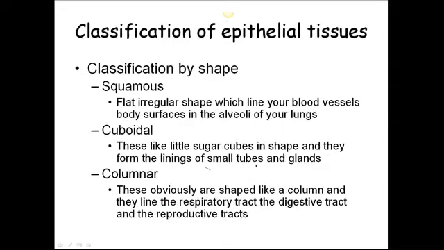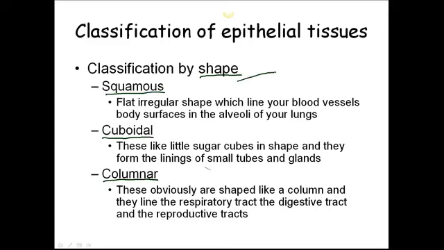So here's how we classify these epithelial tissues. The first classification is by shape. And the shapes are squamous, cuboidal, and columnar. So that's the next thing you need to memorize. So the four tissue types, remember epithelial, connective, muscle, and nervous. So we're on epithelial. So the three types, these are based on their shapes, are squamous.